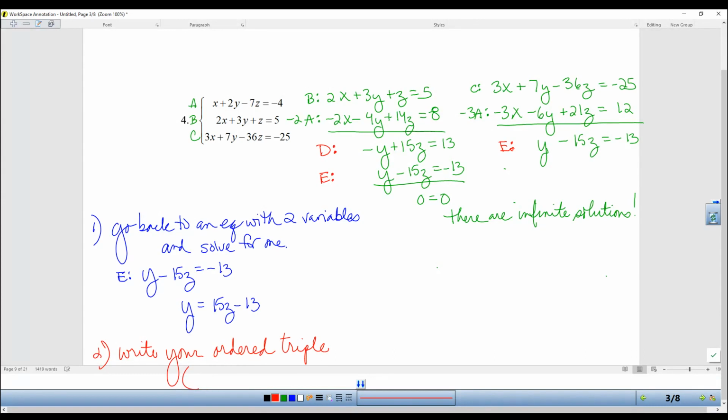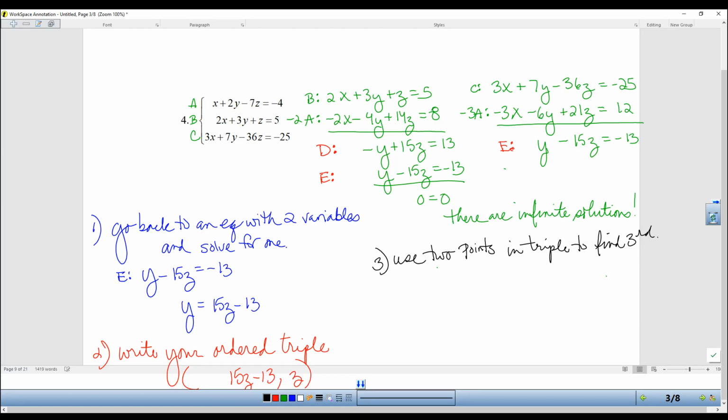So now I know that y is 15z minus 13. That is y. I just told you that. And then fill this in as z. Z gets to stay what it is. One variable is going to get to stay what it is. And then step 3 is going to be use 2 points in the triple to find the third.